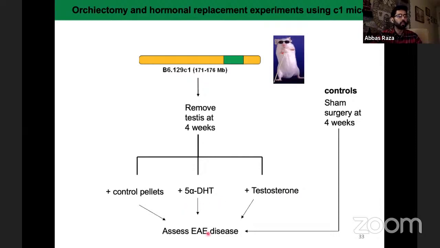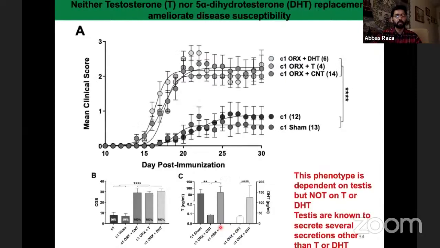And then we looked at what happens to the EAE disease. As a control for all these experiments, we also did sham surgeries, which is essentially you do the surgery, but you don't cut off the organ and then just suture the animal back and then do these experiments. So let me just walk you through what we saw. This is the clinical score as before. This is the day post immunization. C1 is the original congenic mouse, resistant, as I showed you earlier.